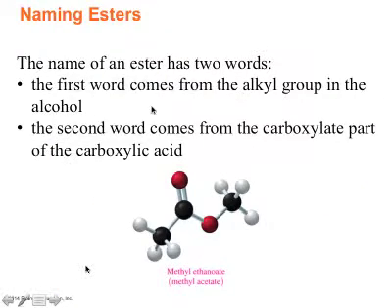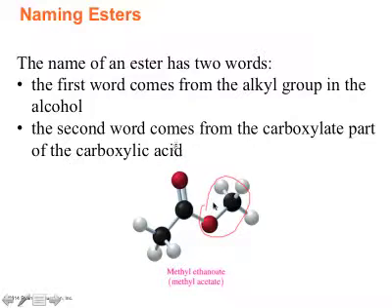So the name of an ester has two words. The first word comes from the alkyl group that was part of the alcohol. It is the part where the oxygen is, the oxygen that's by itself, the oxygen that's not part of the carbonyl group. So this part right here came from the alcohol.